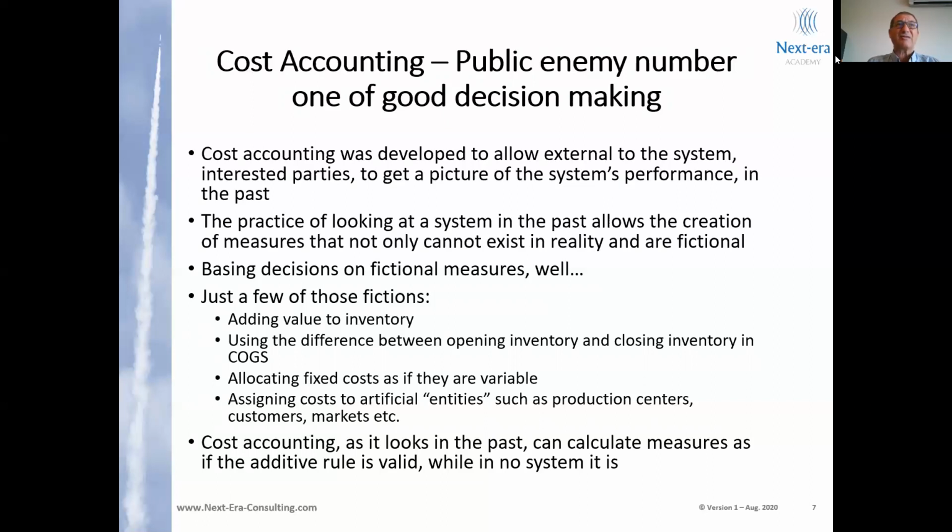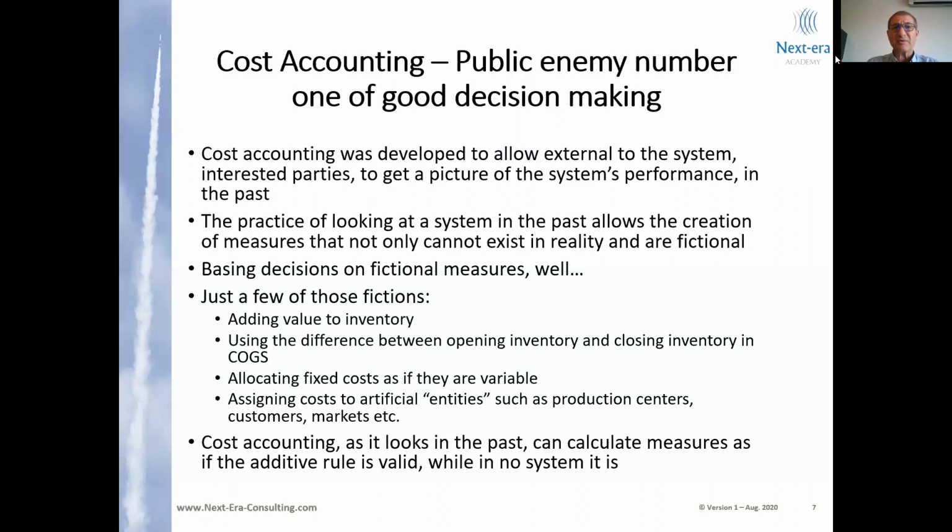The basic rule that is underlying everything in cost accounting is the assumption that the cost adheres to the additive rule, that the cost of one part of the system plus the cost of another part of the system plus the cost of another part of the system eventually adds up to the cost of the system as a whole. And again, this is only possible because we look in the past.